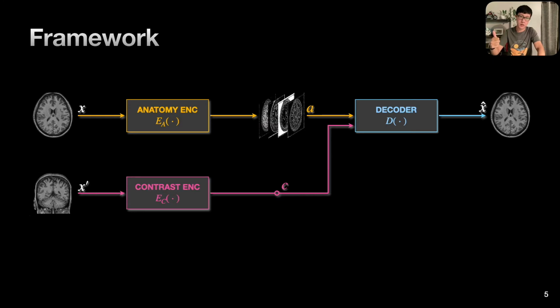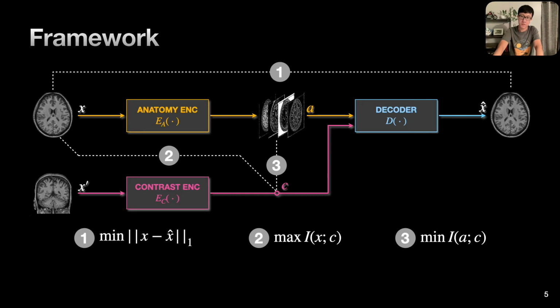The first one is that we would like X hat to be as similar as possible to the real MR image X. The second goal is that we want A to represent anatomical information and C to represent contrast information. And lastly, we would like A and C to be independent of each other to achieve disentanglement. These objectives can be mathematically represented as three terms, and we show that they are optimizable by loss functions.